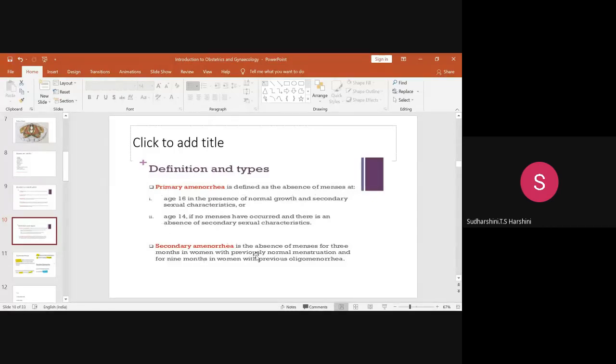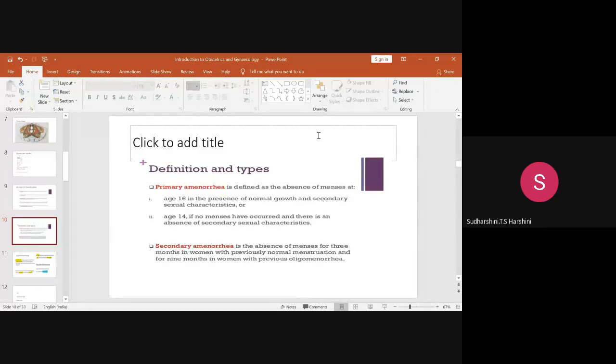Secondary amenorrhea means absence of menses for 3 months in a woman who was previously normally menstruating, or for 9 months in a woman with previous oligomenorrhea. Any doubts in this? Secondary amenorrhea means the patient had previous regular cycles, and for the first time she has 3 months of amenorrhea. So she was having regular cycles and now 3 months amenorrhea. That is also called secondary amenorrhea.